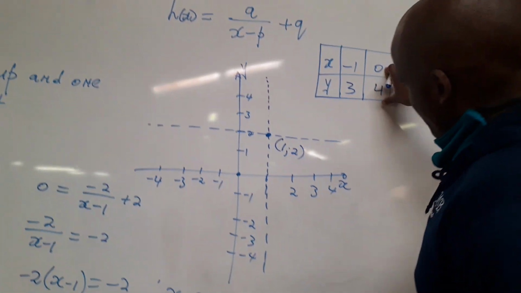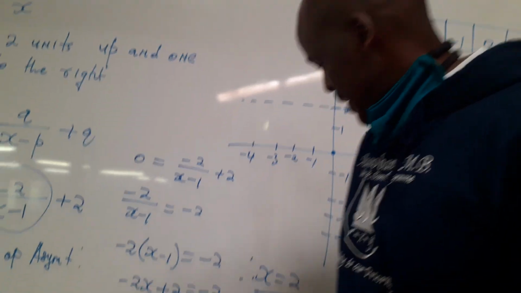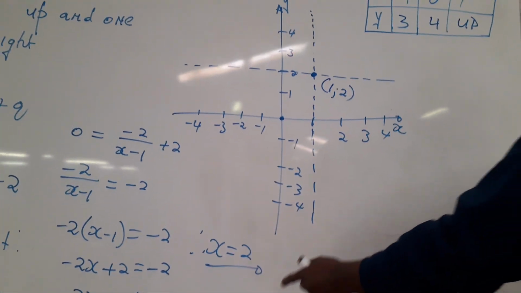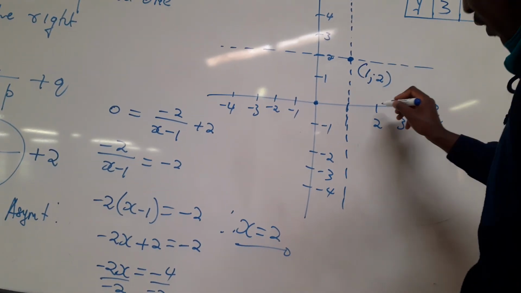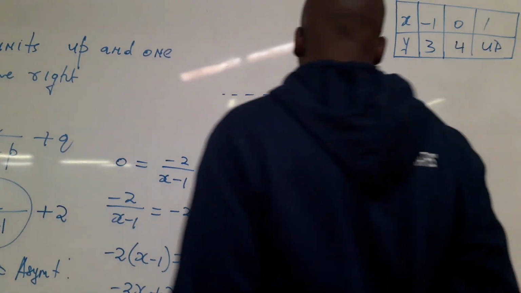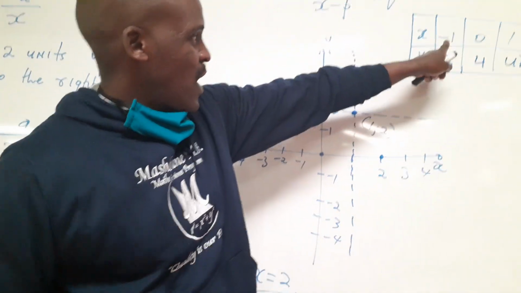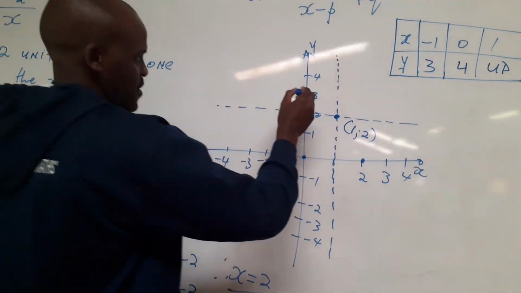So we've got the y-intercept. Now we've got what we call the x-intercept, which means this graph will cut where x is equal to +2. And it will cut y where it is +3.